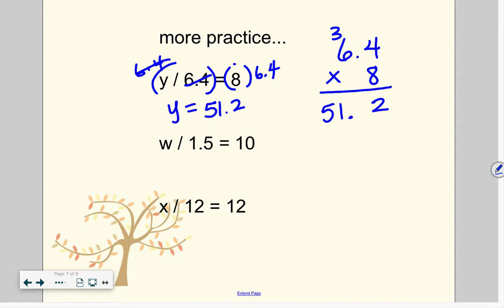W divided by 1 5/10. Opposite of dividing by 1 5/10. Multiply by 1 5/10. So multiplying and dividing cancels. W is going to equal. If I multiply a number times 10, is that number going to get 10 times bigger or 10 times smaller? Bigger. Decimal's going to go left or right? To the right. So my answer becomes 15 in that case.